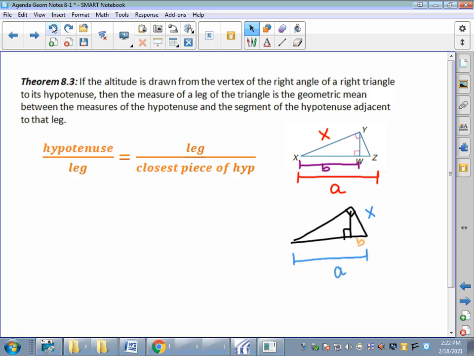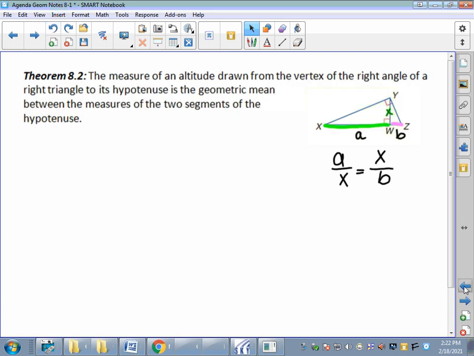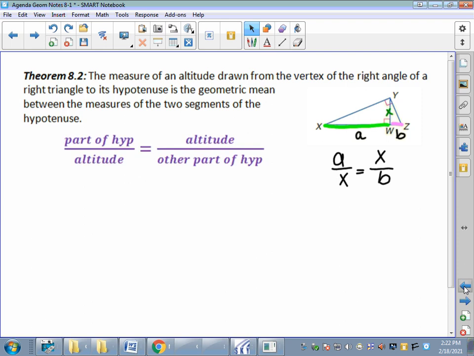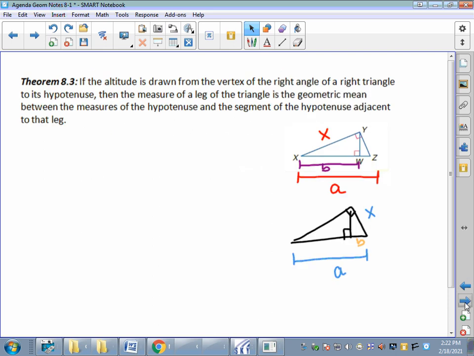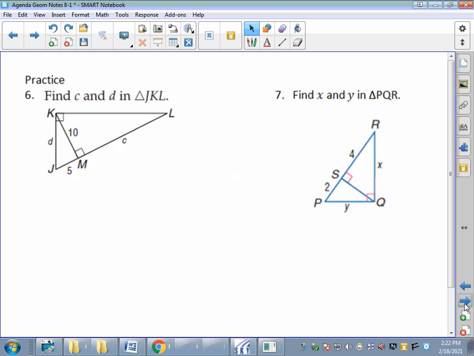So remember, if we're looking for hypotenuses, let me go back. If we have the pieces of the hypotenuse from the first theorem that we just talked about, we do it that way. Look at what you're given. On this second one that we just did, I'm given or looking for a leg, and then I have pieces of hypotenuses. So the difference between these is that my X is on one of the legs instead of just hypotenuse information. So find C and D in triangle JKL.